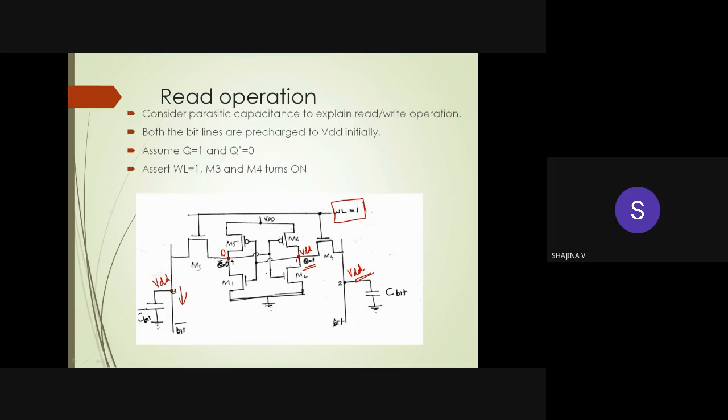Now the bit and bit bar lines are fed to a sense amplifier. The sense amplifier produces a logic high value if the bit line voltage is greater than the bit bar line voltage, or it will produce a logic 0 output if the bit bar line voltage is greater than the bit line voltage. Here our bit line voltage is VDD and the bit bar line voltage is less than VDD because it is decreasing. So the bit line voltage is greater than the bit bar line voltage, and as a result the sense amplifier produces an output logic 1.